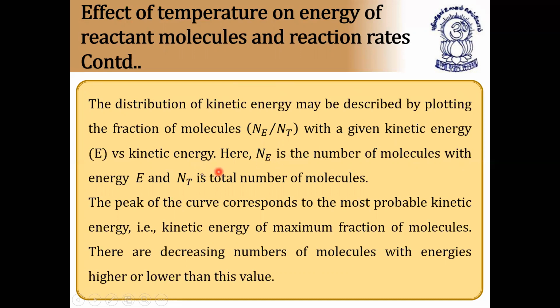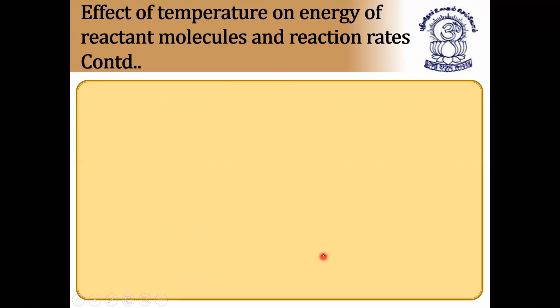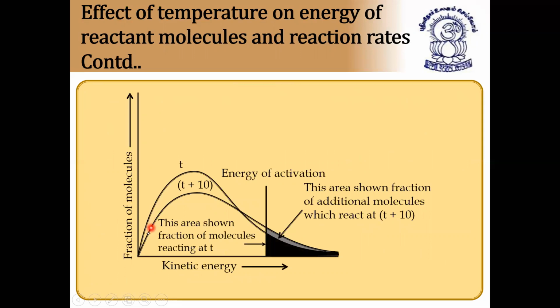Here Ne is called the number of molecules with energy E, and Nt is the total number of molecules. The peak of the curve corresponds to the most probable kinetic energy, that is, the kinetic energy of the maximum fraction of molecules. So there are decreasing numbers of molecules with energy higher or lower than this value. This is the fraction of molecules having that kinetic energy.